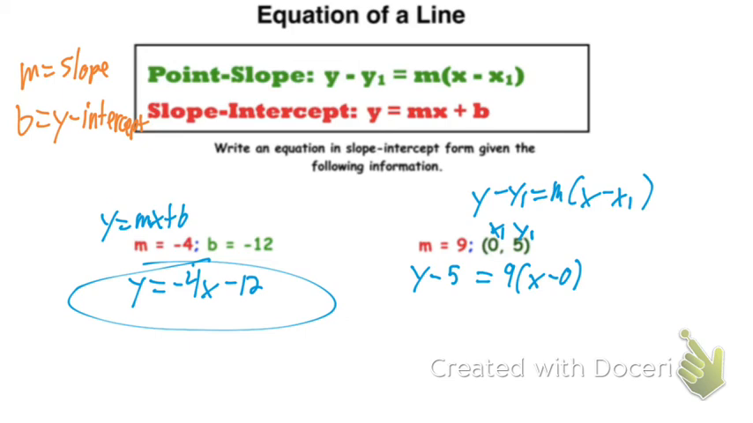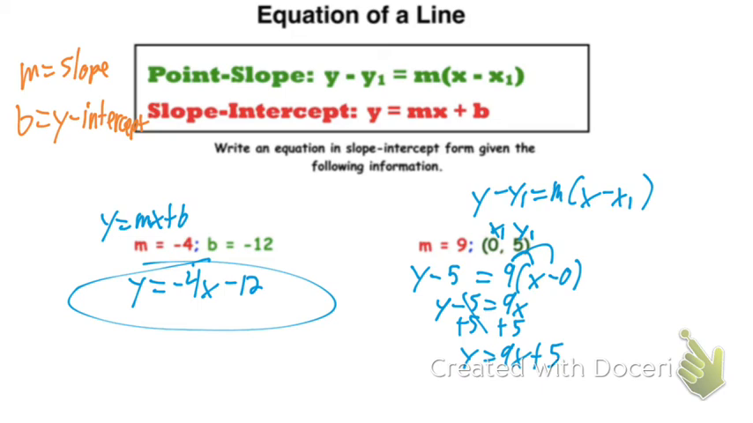solving for y. My first step would be to distribute. y minus 5 is equal to 9 times x, which is 9x, and 9 times 0 is 0. Do I have to write plus or minus 0? No! So y minus 5 is equal to 9x. Now I add 5. y equals 9x plus 5.